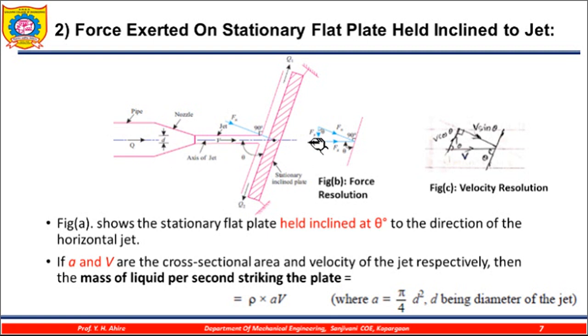The initial velocity of the jet is in the x direction because it is horizontal, and it is made to strike the inclined flat plate which is stationary. Okay, because it is stationary, the velocity of the plate is 0 and it is flat in nature. After impacting, the liquid jet will flow along the surface of the plate, parallel to the surface of the plate. This is called the tangential direction along the surface of the plate.